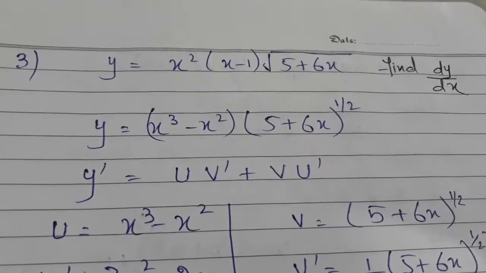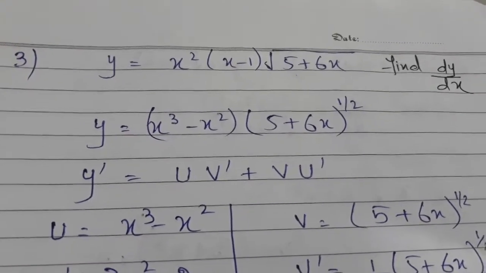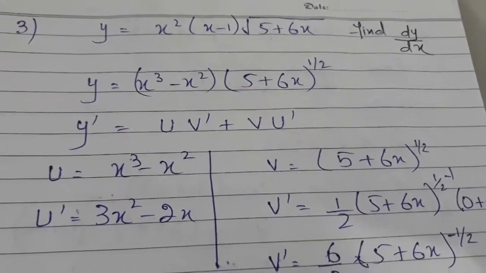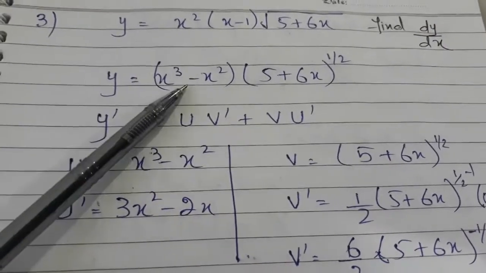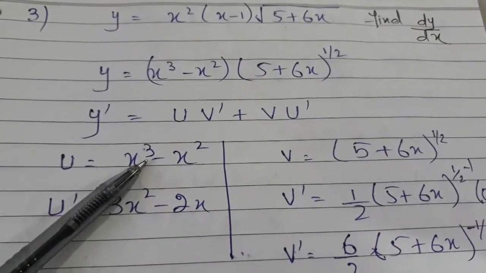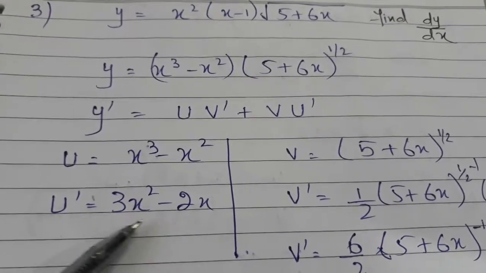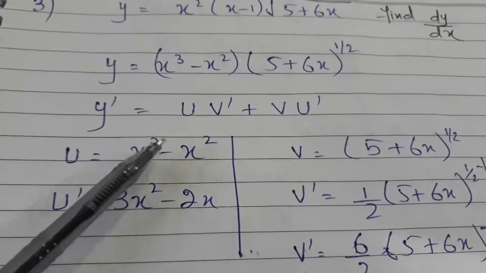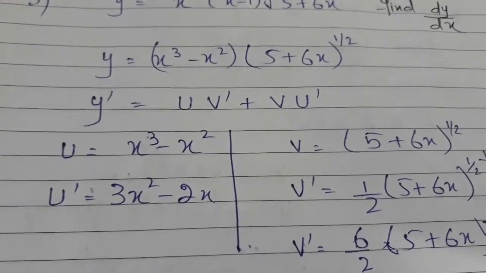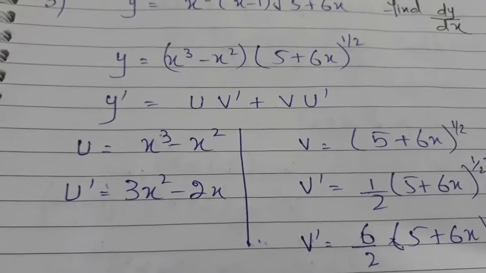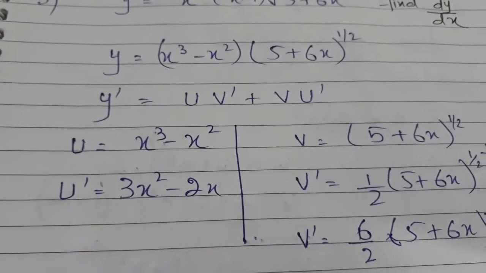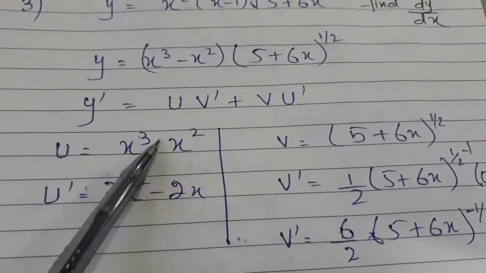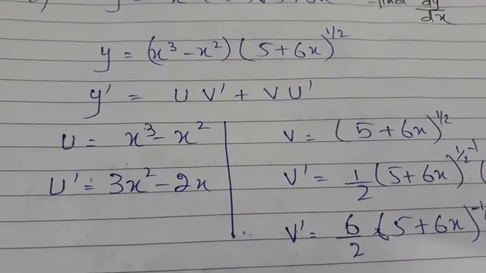After that we will simply apply the product rule, which is u v prime plus v u prime. So now if you look here, this is my u and its derivative is 3x square minus 2x. Why? Because 3 comes here as a multiplier and then 3 is subtracted by 1, which is the basic rule of differentiation of a polynomial, of a single term. And similarly here I have done 2 come here as a multiplier and 2 minus 1 is 1.